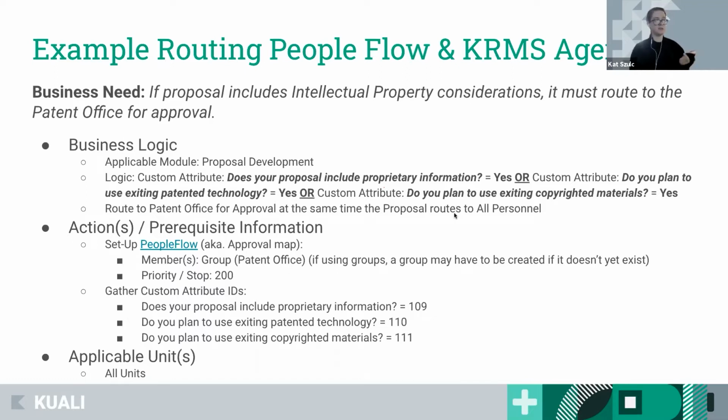And people flow, you also hear folks refer to it as an approval map. It's really just identifying who are the folks that need to approve and at what step in your approval routing chain. And I will go ahead and create that people flow real quick so you get to see what it looks like. But I know that I want to route it to a group. So I'm going to set up a group who's going to represent my patent office, and it's already set up in my environment. And I know that the priority of that people flow group is going to be 200. So again, I've already looked into the system to gather that information before I go and start building this.